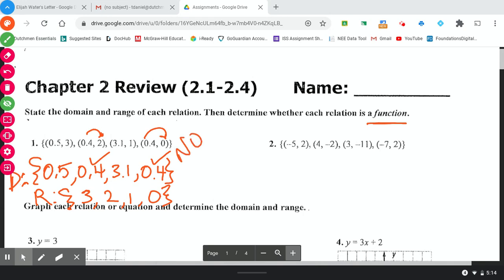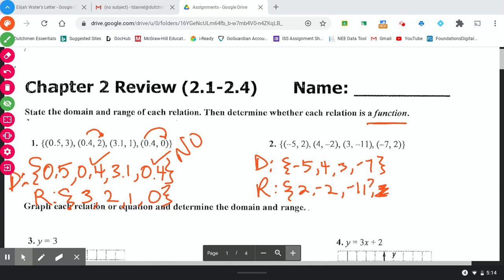All right, on number two then, your domain would be -5, 4, 3, and -7. And your range then is your y values, 2, -2, -11, and 2 again. Or you can just leave that 2 off and end it there. Okay, this one, notice the x's never repeat. So yes, this one is a function.